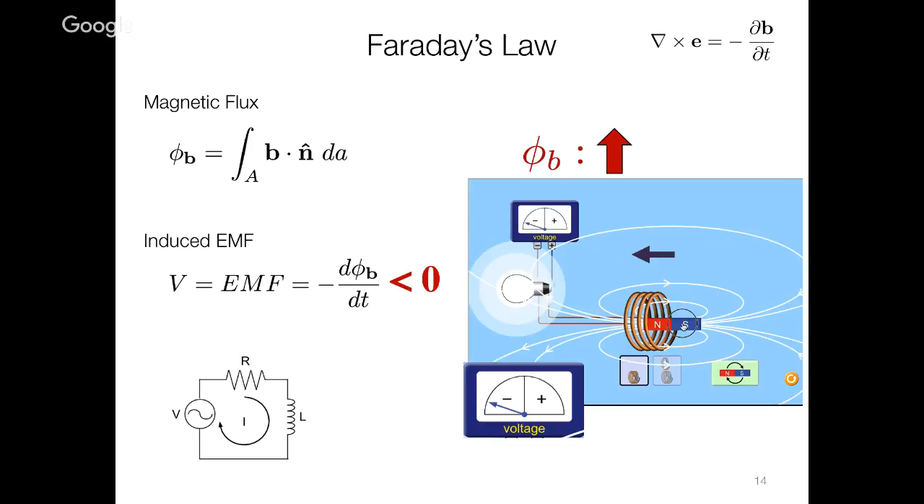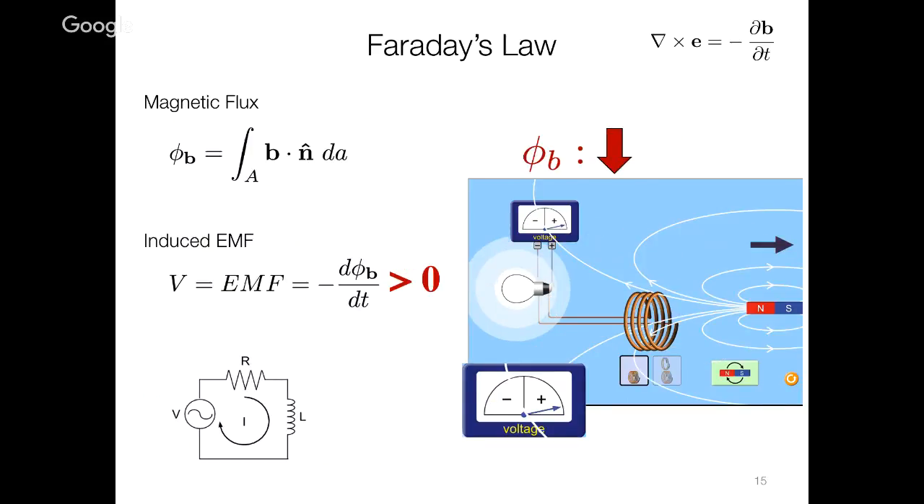Current is negative. If I then reverse the operation and pull the magnet out, now the flux is going to decrease. The time rate of change is increasing because of this, or the voltage is increasing now because of this negative sign. And the current is positive, so it's going around the other direction. So that's the procedure.